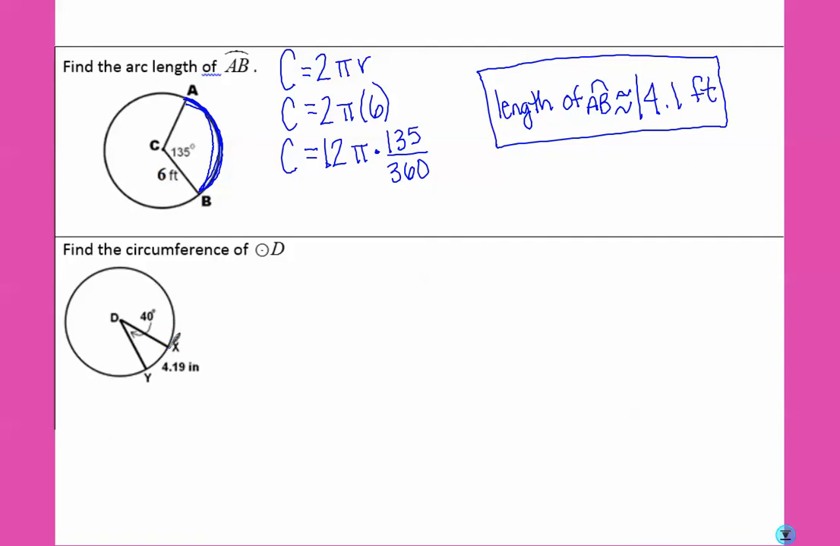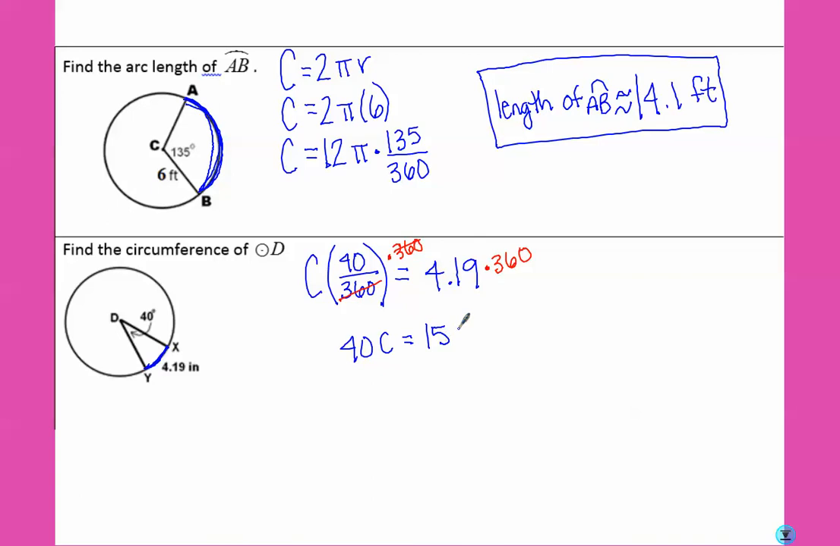This next one gives us the arc length and asks us to find the circumference. So whatever the circumference was, we would have multiplied it with 40 out of 360 degrees, and it comes out to equal 4.19. So just like we did in the area of a sector problem, we're going to multiply both sides by 360. Those cancel out. We're left with 40C equals 1508.4. Divide both sides by 40. And that tells us that our circumference equals 37.71 inches.